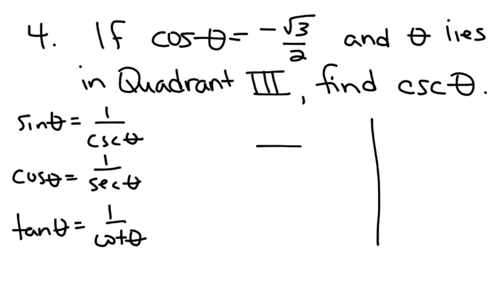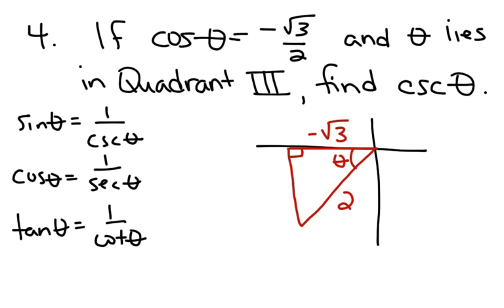So what I would do is start by drawing a right triangle in quadrant 3. Remember that when you draw your right triangles in a quadrant, your hypotenuse will always be the ray that goes out into the quadrant. One side of the triangle should be on the x-axis and the other leg should be parallel to the y-axis. Theta is always the angle closest to the origin. So now the cosine is negative square root of 3 over 2. So here's my adjacent and here's my hypotenuse. My hypotenuse is never negative. That's how I knew that the adjacent side was negative.